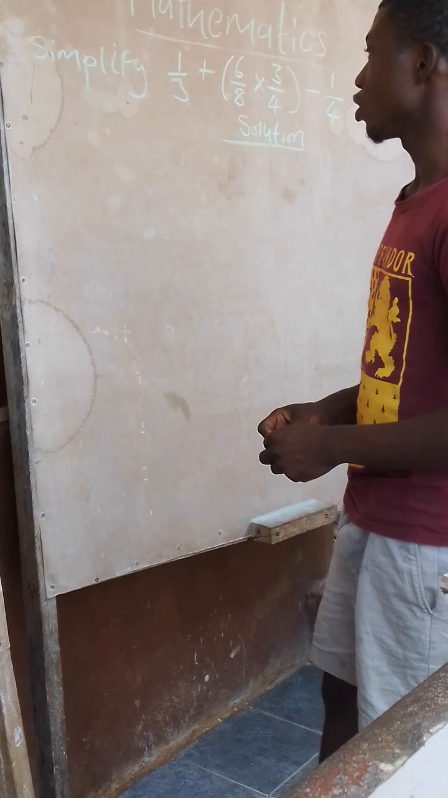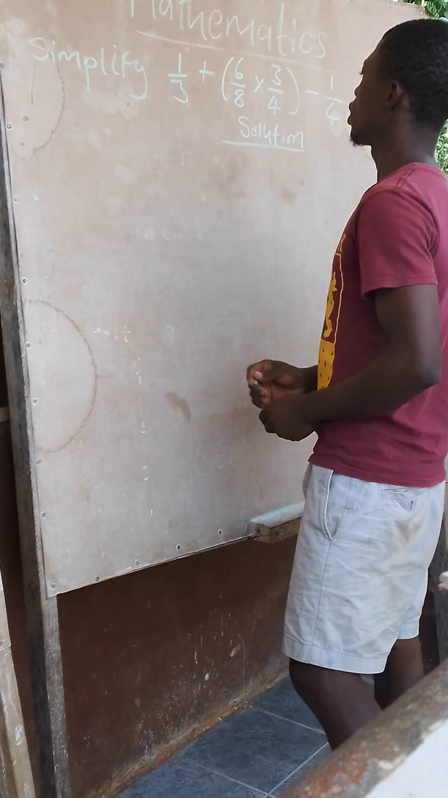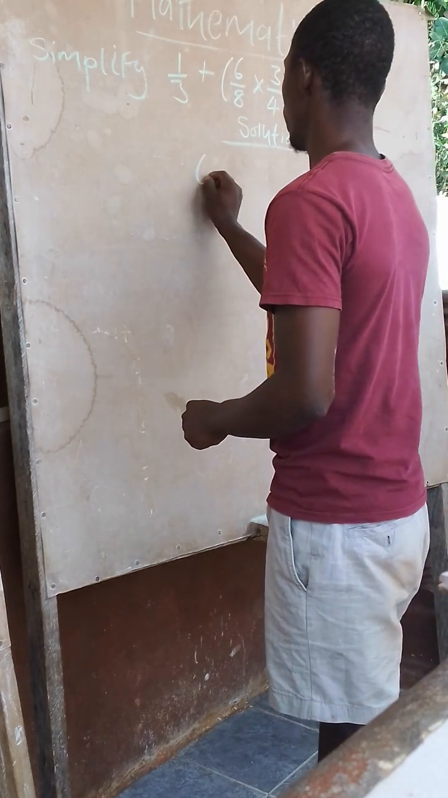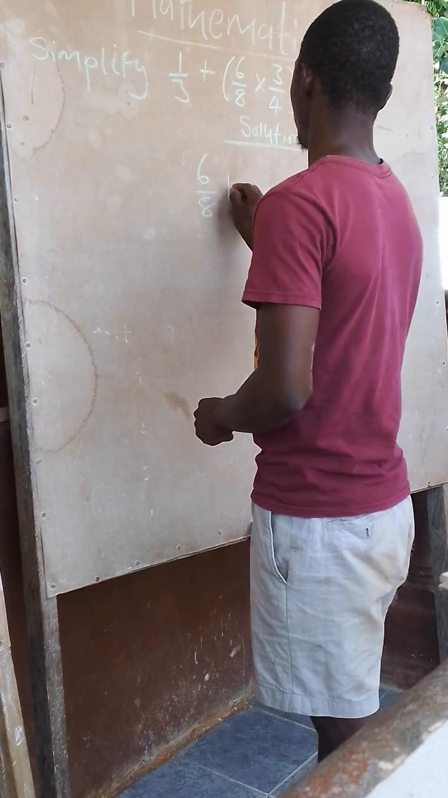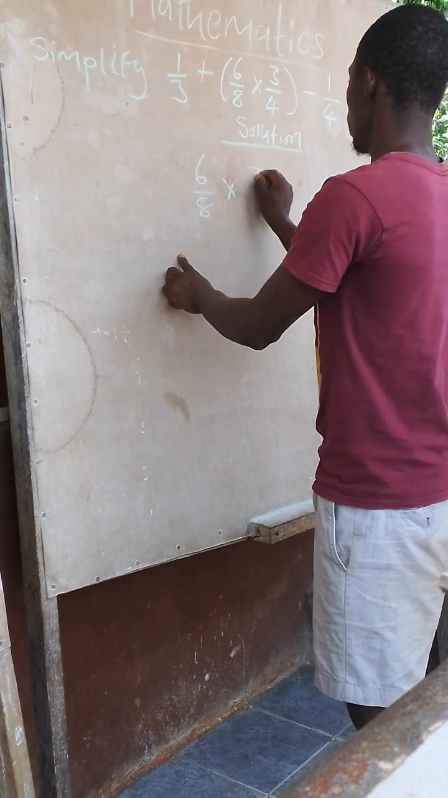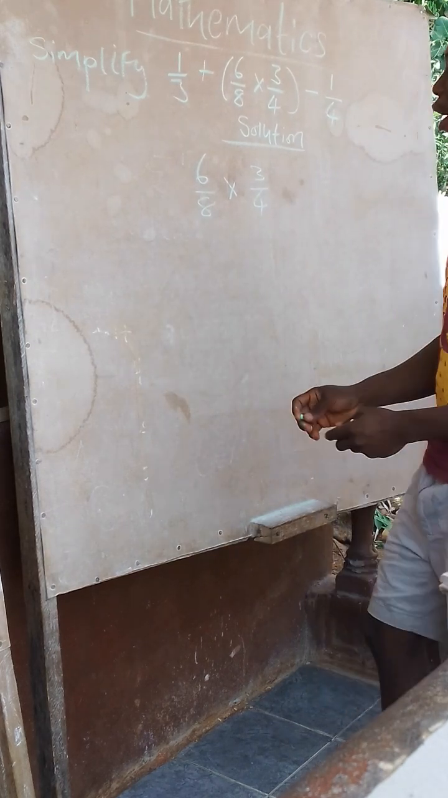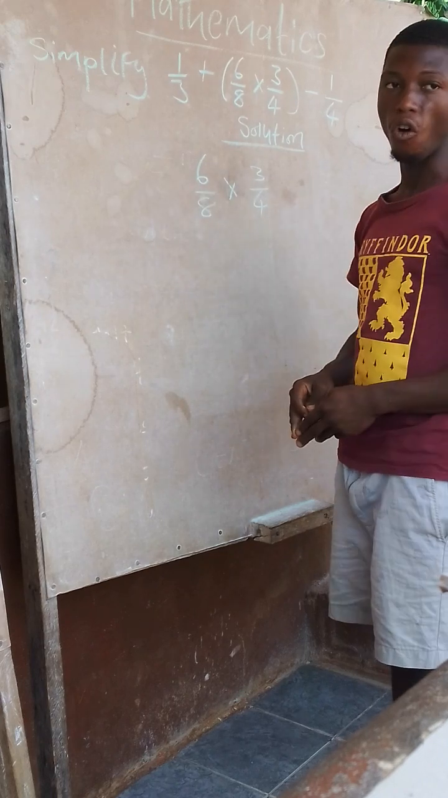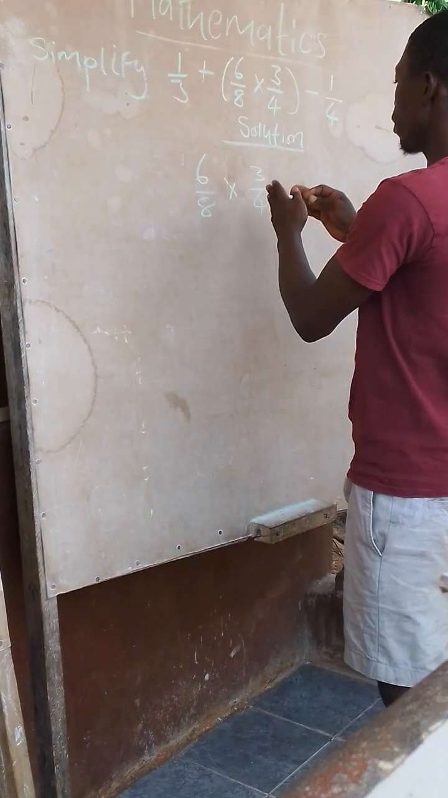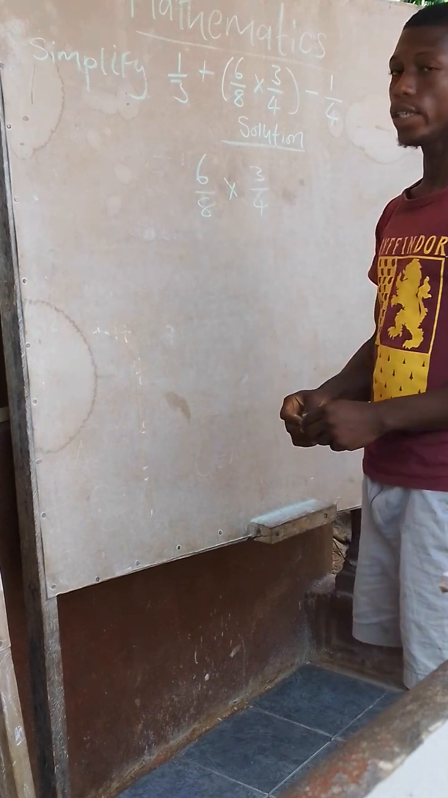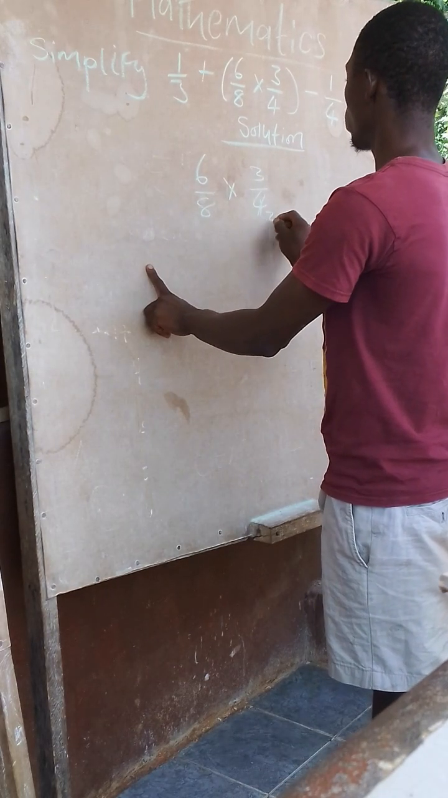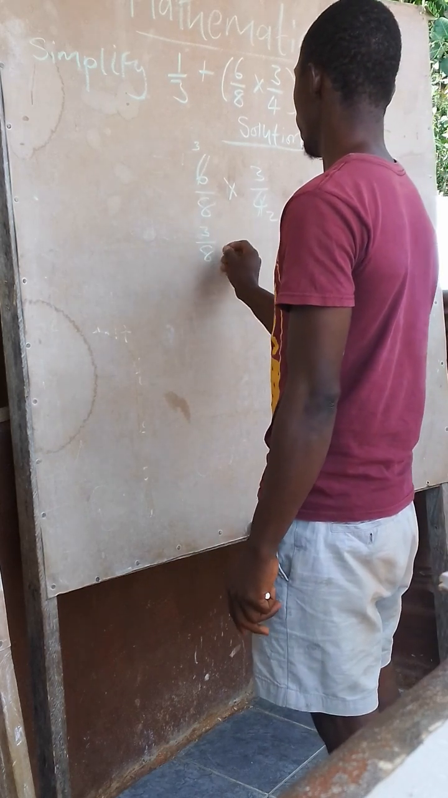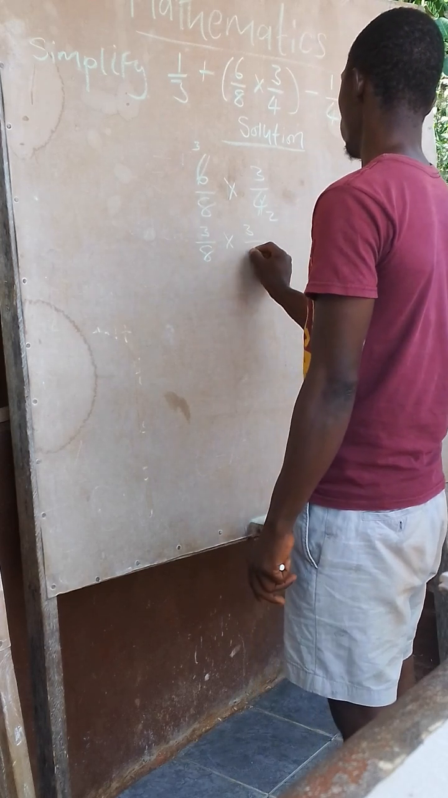Now, if you get this problem to solve, we first solve the brackets. Now we get 6 all upon 8 times 3 all upon 4. So what will we do? We find the common factor for 6 and 4. What is the common factor for these two numbers? It is 2. So 2 into 4 is 2 times, 2 into 6 is 3 times. So we have 3 all upon 8 times 3 all upon 2.